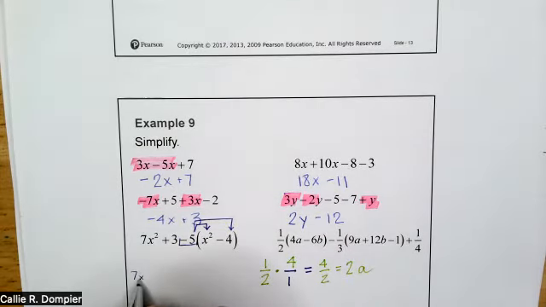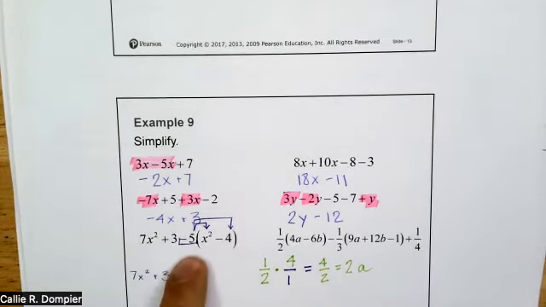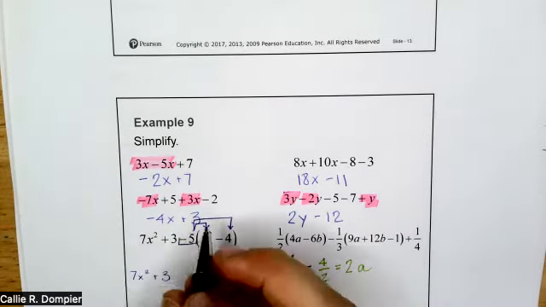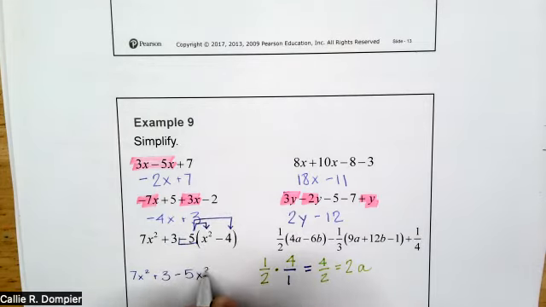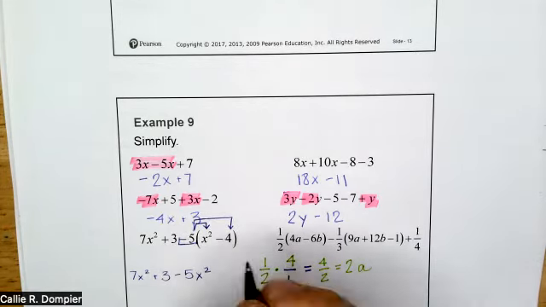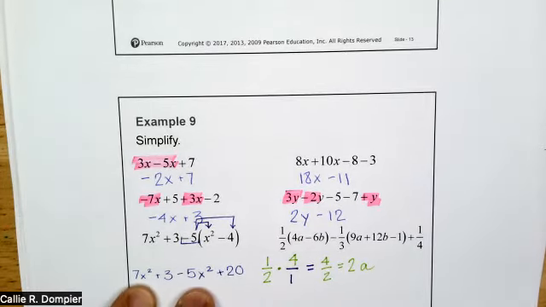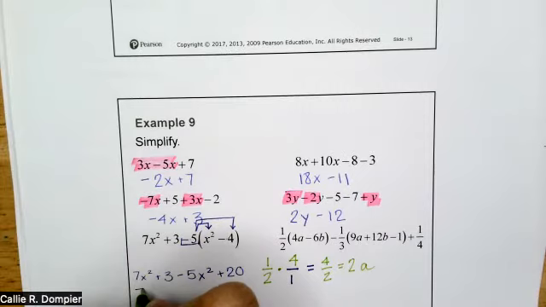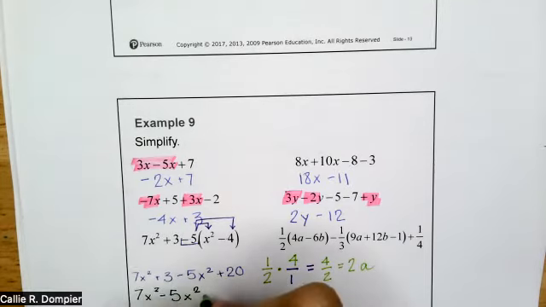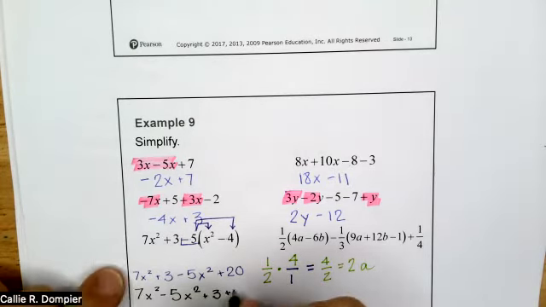So this is 7x squared plus 3. And then I'm going to take that negative 5 and multiply it times x squared. So that's just minus 5x squared. And then the negative 5 times the negative 4 is a positive 20, right? Because 5 times 4 is 20, and a negative times a negative becomes a positive. Now you put them in either alphabetical order if you have a bunch of letters, or exponentially decreasing order. Okay, so I'm going to put 7x squared minus 5x squared up front, and then I just have a 3 and a 20.